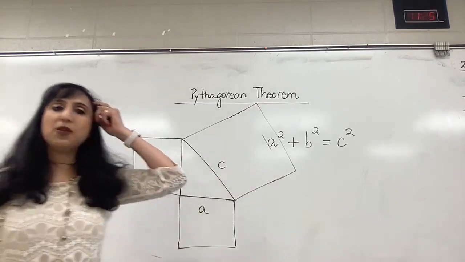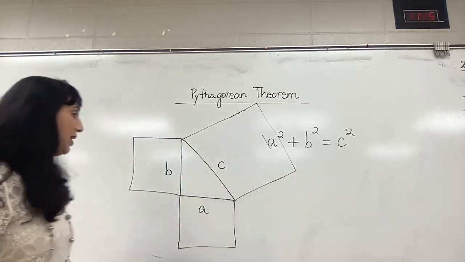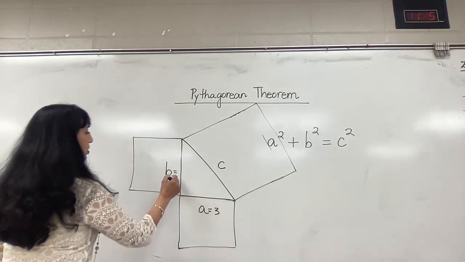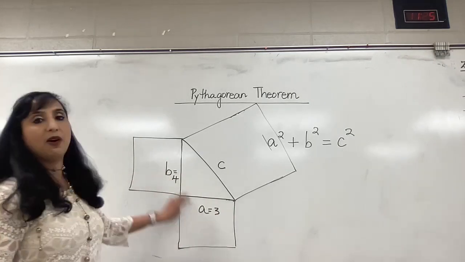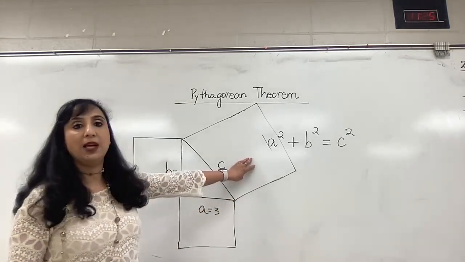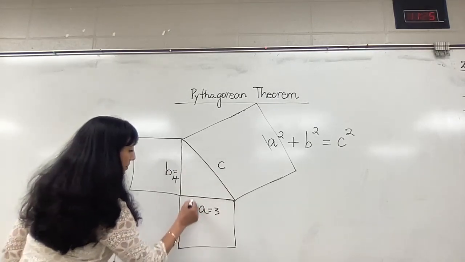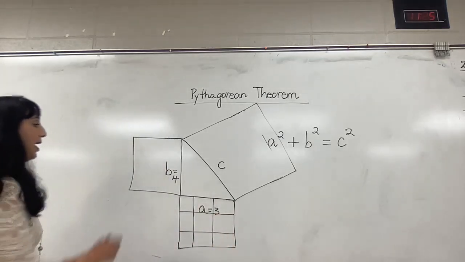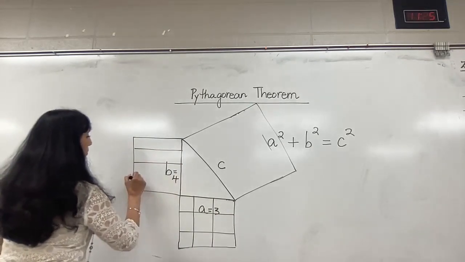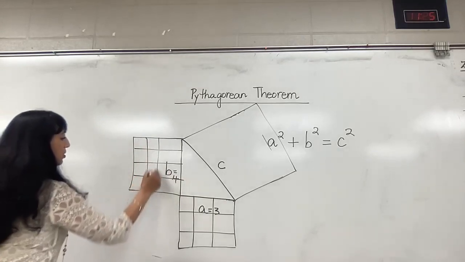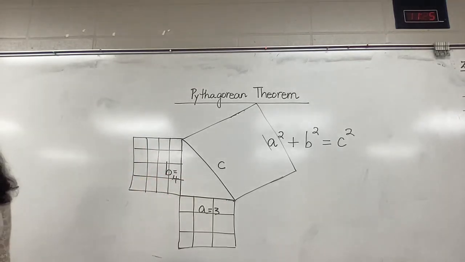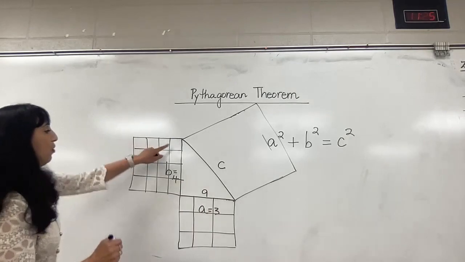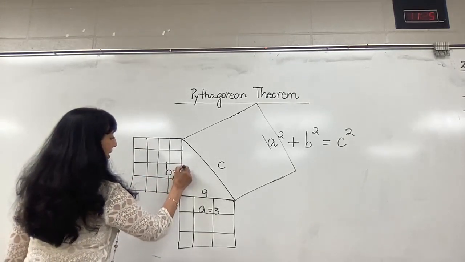All right, so let's put some values to this just to figure out what this basically means. Let's say A is equal to 3 and B is equal to 4. We are going to see what the sum of these two squares is. So 1, 2, 3, and 1, 2, 3, 4. That means this is 9, because 3 squared is 9. And 4 times 4, 4 squared, is 16. That's what we are going to get.